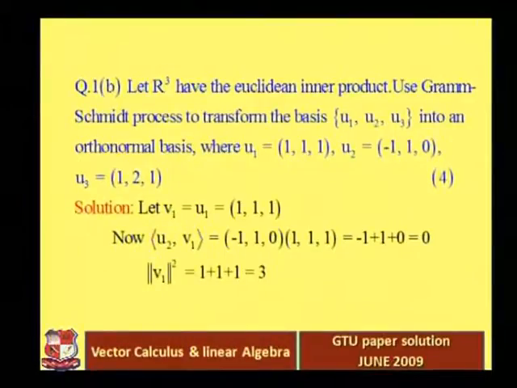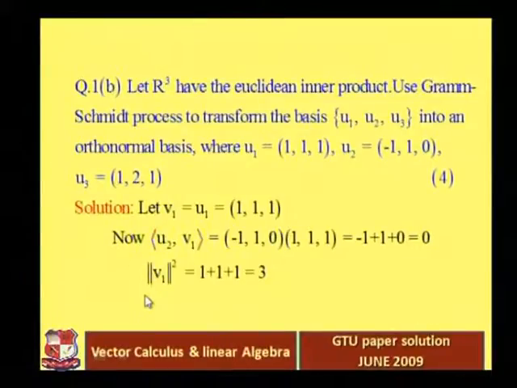Orthogonal means what? The inner product of any two basis vectors is equal to 0, right? And orthonormal means what? The inner product of any two basis vectors is also 0, but the norm of each vector is equal to 1. So we have to convert these three basis vectors into an orthonormal basis. First of all, we have to convert these three basis vectors into an orthogonal basis, right, using this Gram-Schmidt process.